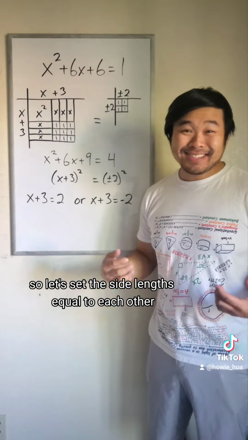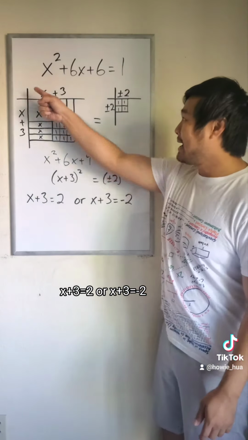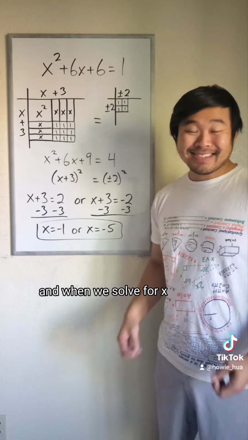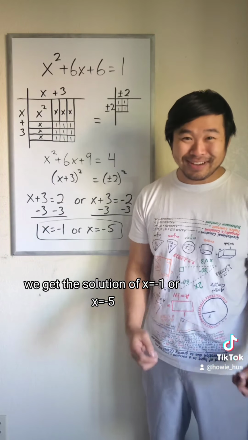So let's set the side lengths equal to each other. x plus 3 equals 2, or x plus 3 equals negative 2. And when we solve for x, we get the solution of x equals negative 1 or x equals negative 5.